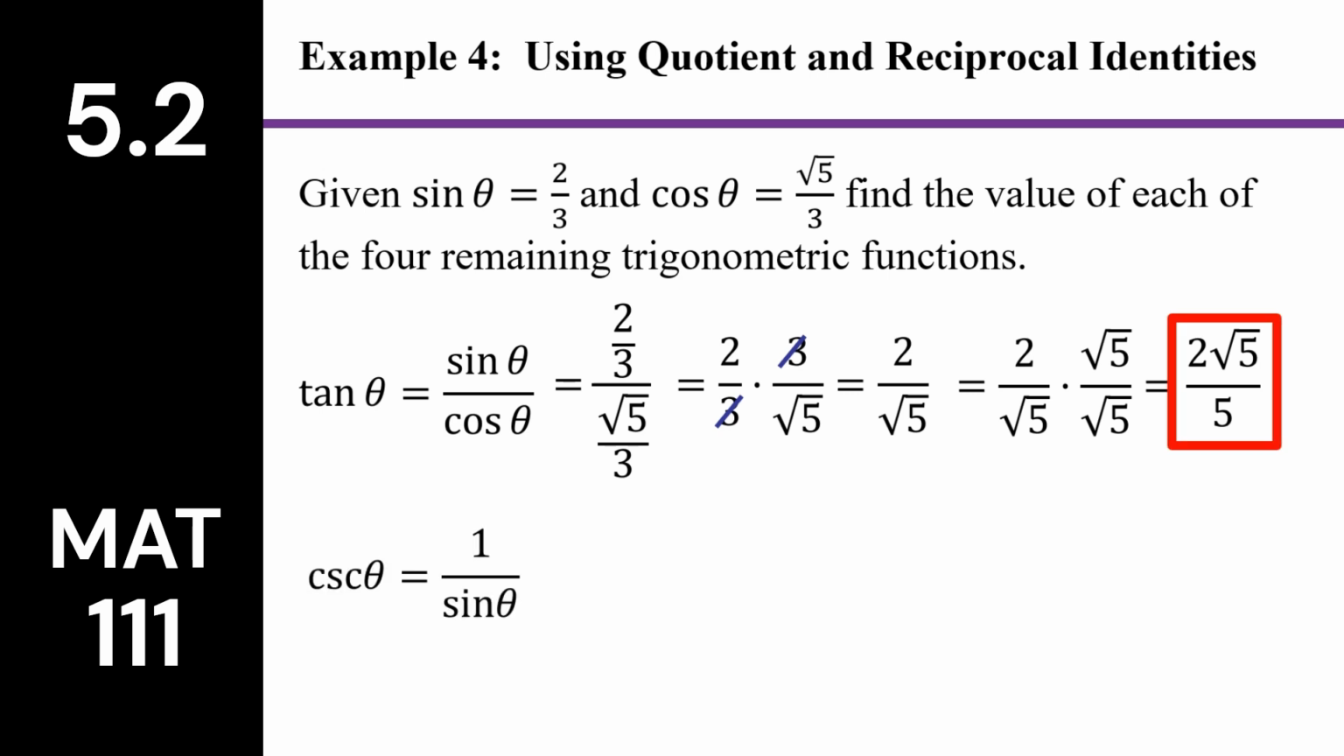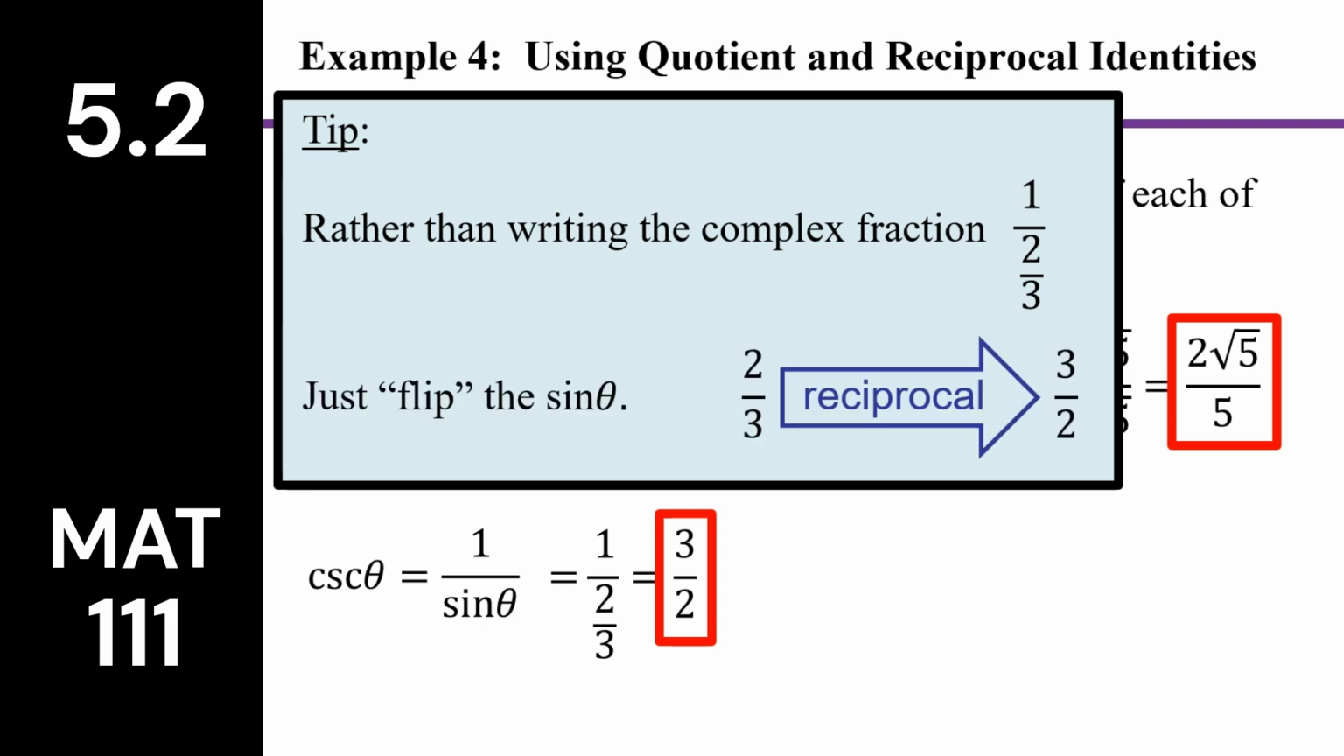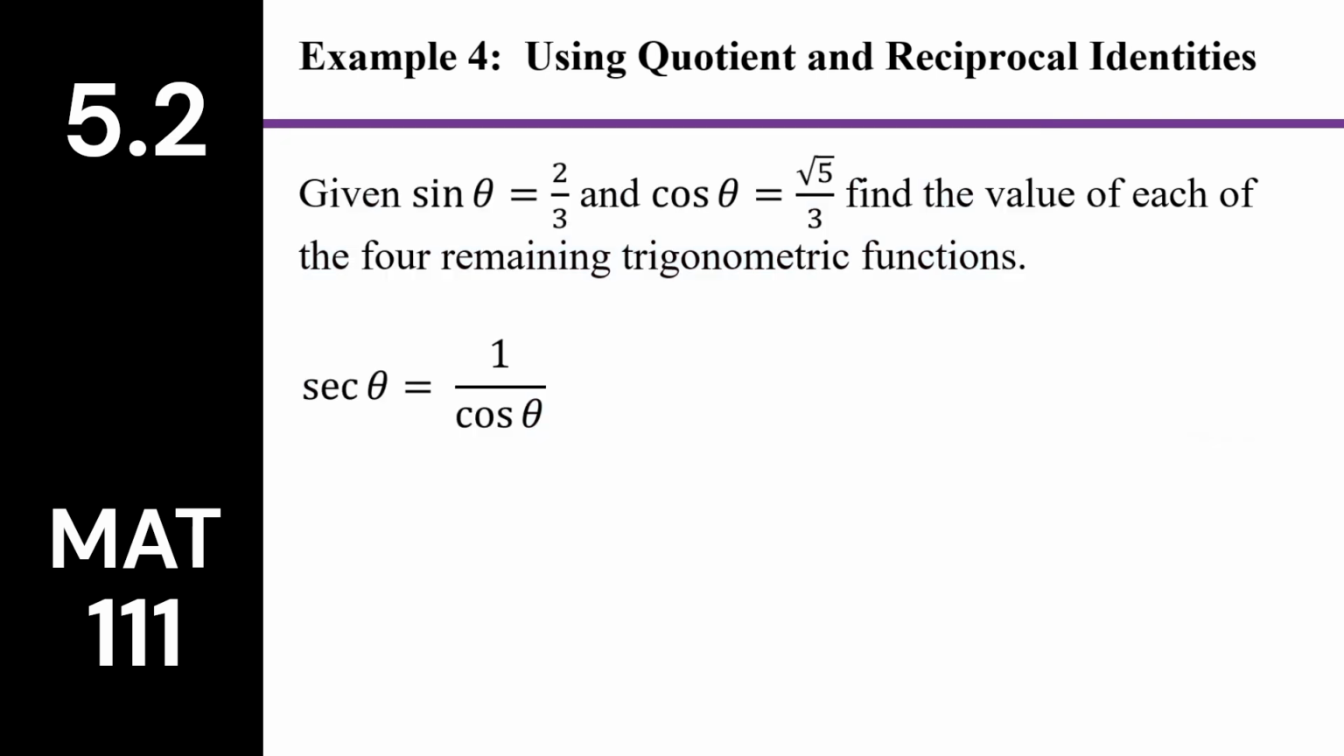To get cosecant, that's the reciprocal of the sine, and so that's 1 over the sine, which is 2/3, which gives us 3 over 2. Now, here's a little tip. Rather than writing the cosecant as 1 over 2/3 and then dealing with that fraction, you could just flip the fraction directly. Since we were told the sine is 2/3, we can just find its reciprocal, 3 over 2. Now we have to find the secant. The secant is the reciprocal of the cosine, so that's 1 over radical 5 over 3.